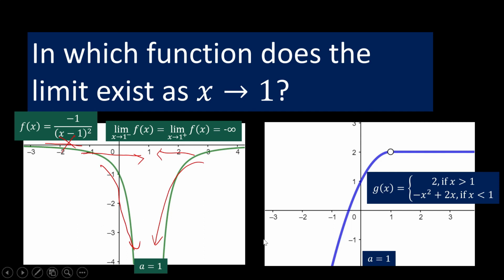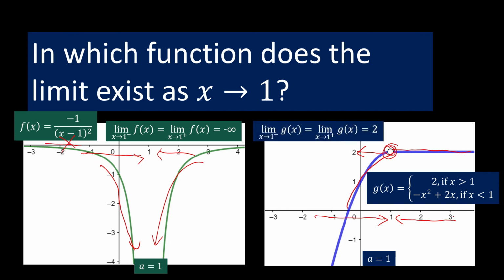How about this one? When x approaches 1 from the left, your function approaches 2. When x approaches 1 from the right, the value of your function also approaches 2. Conclusion, since their one-sided limits are equal, and they are equal to a real number 2, the limit of this function g of x exists as x approaches 1 and it is equal to 2.